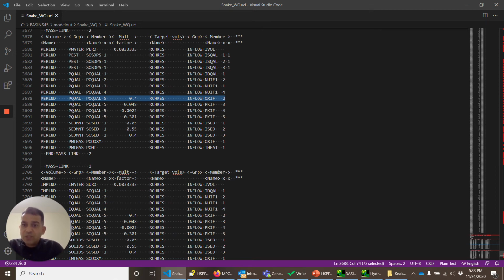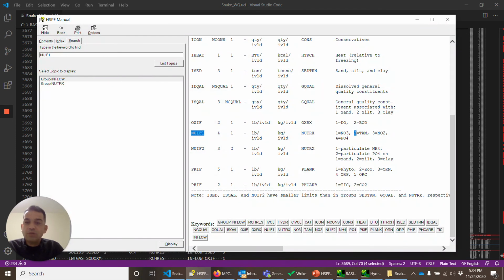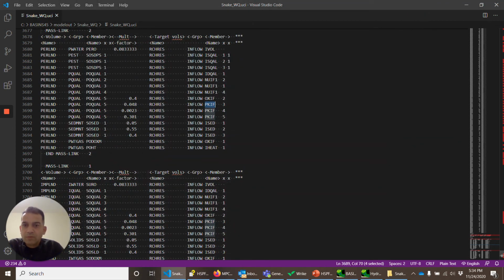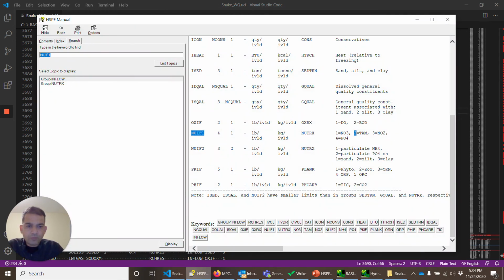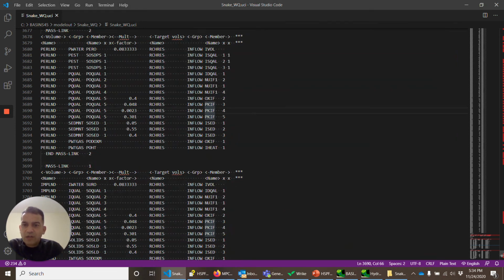0.048 is multiplied by the organics on the land to get PKIF3. PKIF3 is organic nitrogen, ORN. PKIF4 is organic phosphorus, and 5 is organic carbon. So 0.3 is multiplied to get organic carbon. And you already know that these are the ways the solids simulated on the surface are fractionated before they become sand, silt, and clay.